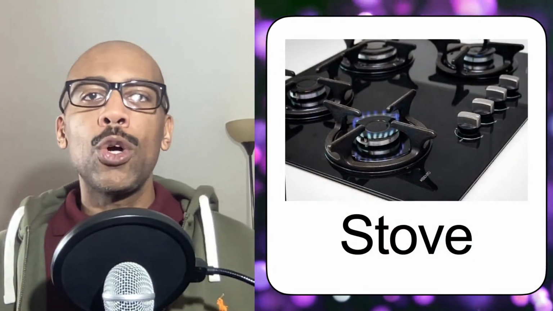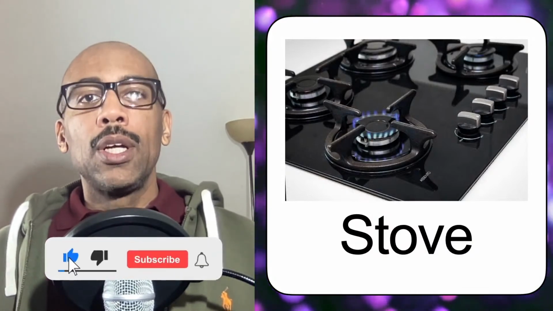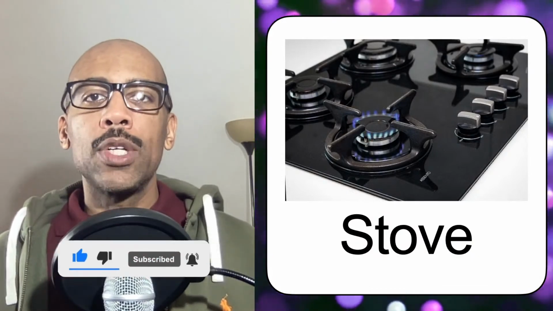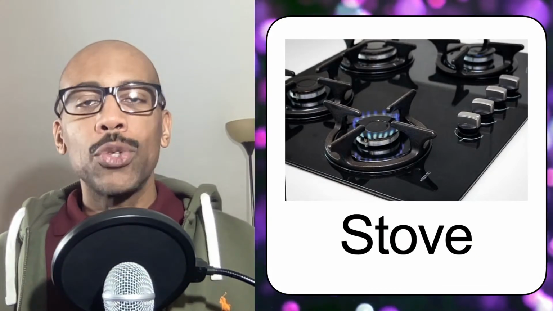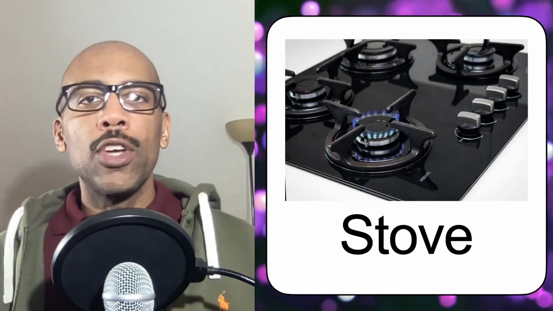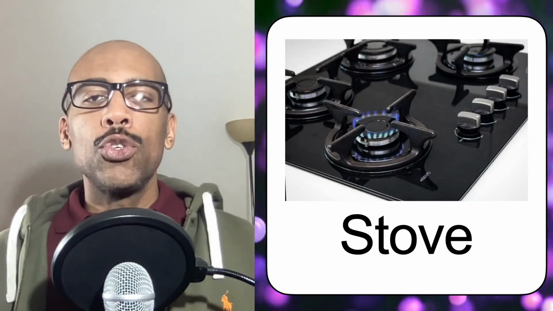A stove is a conventional or traditional way to prepare food. In this country, stoves can come either electric or gas powered. And so if it's gas powered, it will use natural gas or electricity to heat up food, where you can boil water, you can heat a pan, a pot, so you can prepare your dish.